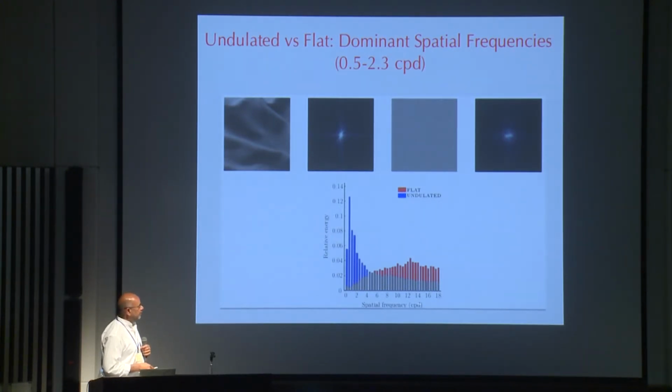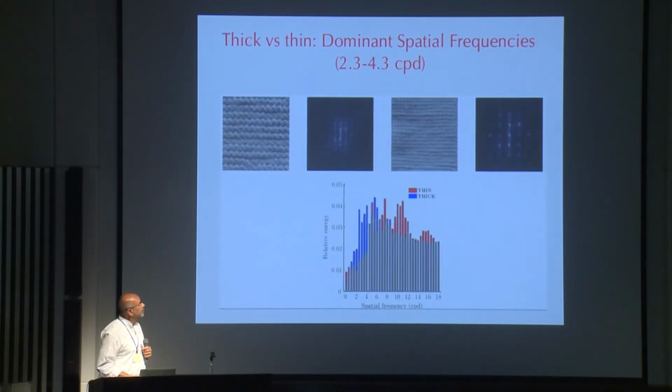And here is a spatial frequency histogram, and now you can see that the undulated ones are very high in the low frequencies, and the flat ones are higher here. Oh, and I should say they were all sort of equated for energy, so that's taken care of. So here are thick versus thin, and again, the thin ones are higher here, and the thick ones are higher in this medium band.